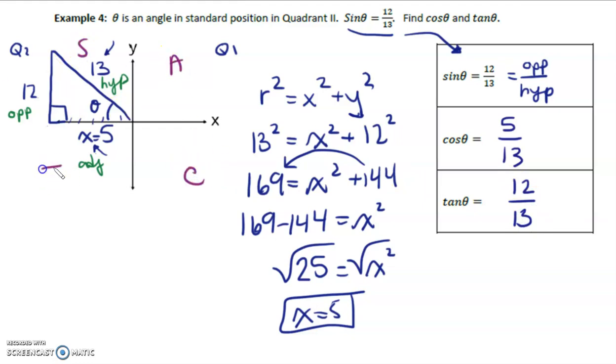Last step, let's apply the CAST rule. This angle is in the sine quadrant. So sine is going to be positive, which it was. They gave us that. So now cos is negative and tan is negative. Sorry, this was 5. Tan is opposite over adjacent, so 12 over 5.